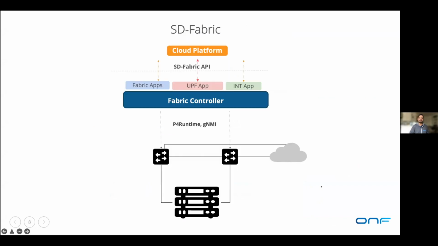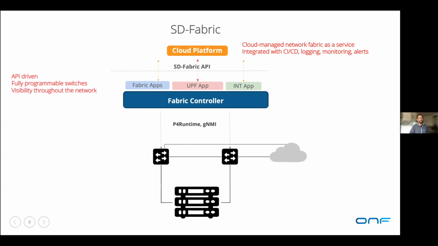So finally, I would now like to talk about SD Fabric. Similar to SD-RAN and SD Core, all of our software is cloud managed and microservice based. So for example, a cloud platform can manage the network fabric as a service, and it's integrated with our CI/CD, our logging, our monitoring and alert systems. My colleague Oz will go through that in a little more detail next. But again, SD Fabric can be managed as a service. It's completely API driven, uses fully programmable switches, and allows you visibility throughout the network.